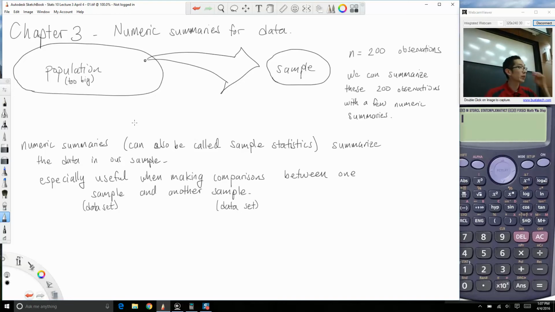So, we are already familiar with certain summary statistics, some that we encounter in our lives today. You are familiar with the concept of a GPA. A GPA is a single number that's supposed to summarize your academic performance.